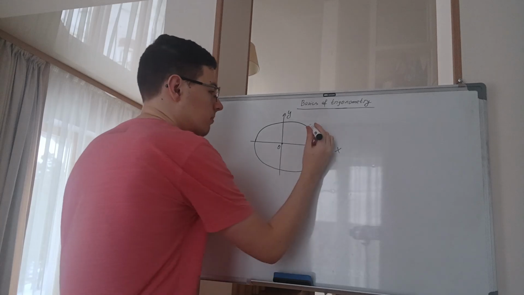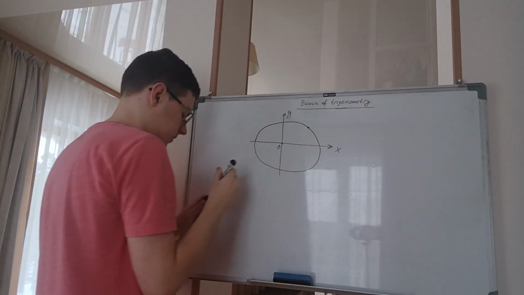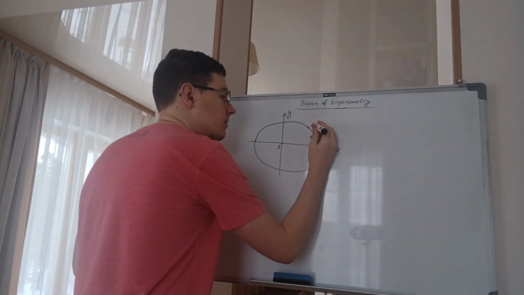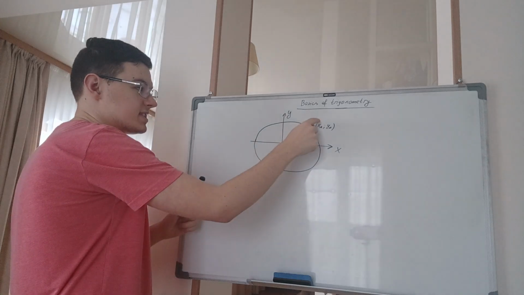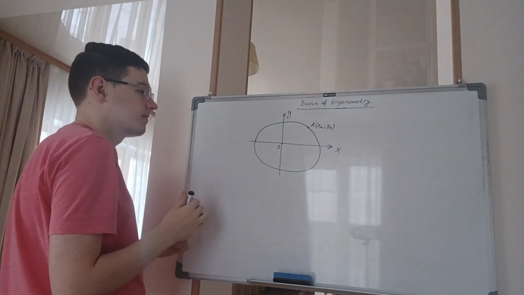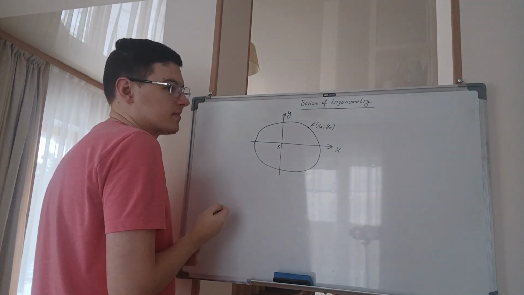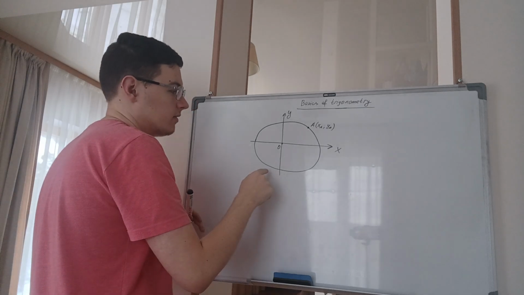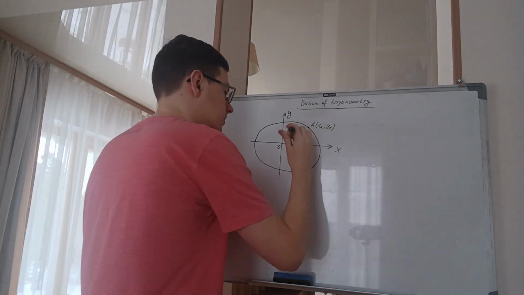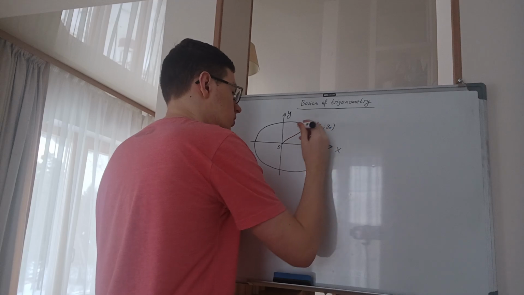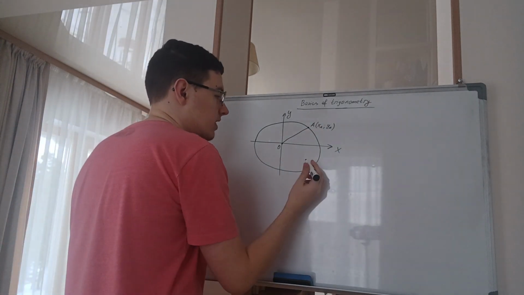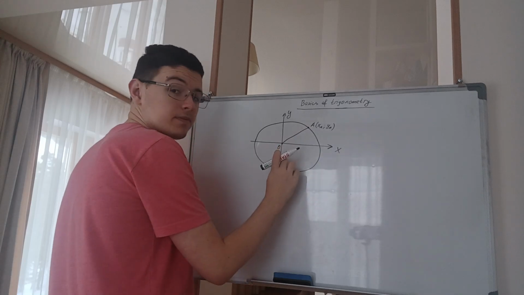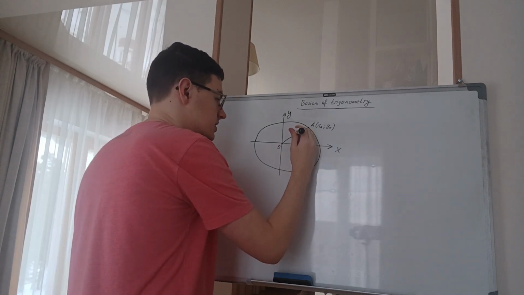Let's mark a point on the circle. Let's call it A. It has x and y coordinates. They are called abscissa and ordinate. Let's draw a line from O to A to get the radius of this circle. My bad. The length of AO is the radius. That means 1.